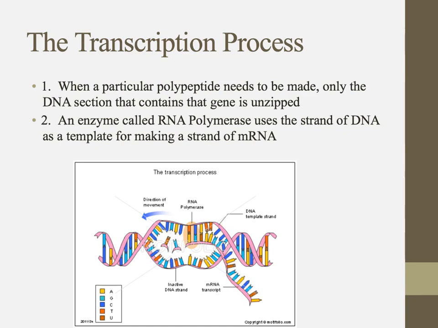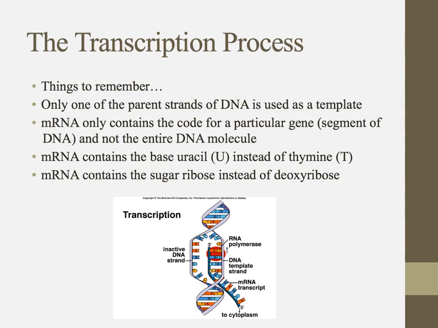So it reads the codes on that unzipped strand, and then it synthesizes a strand of RNA that has complementary bases. It's using complementary base pairing rules to make the strand of mRNA that has those codes. Now, there's a couple things to remember here. Only one parent strand is used as a template, because RNA is a single-stranded molecule, so we only need one strand to act as a template.